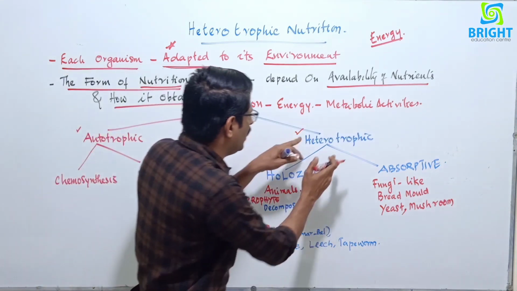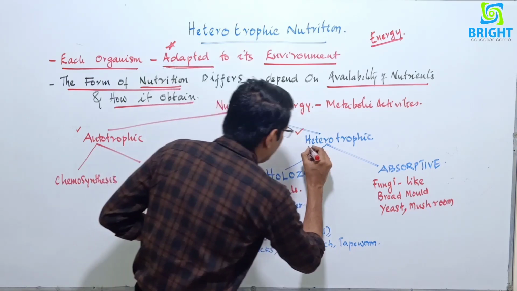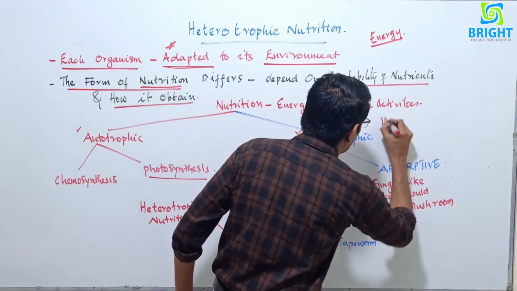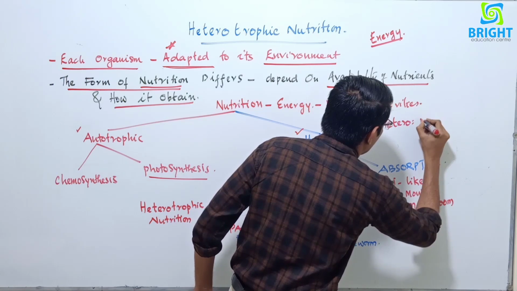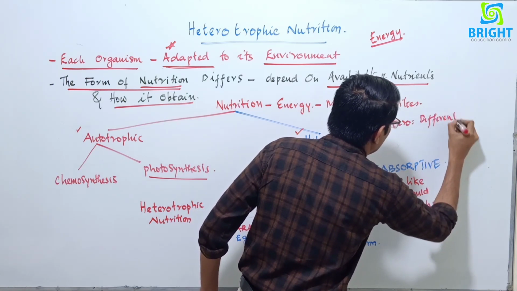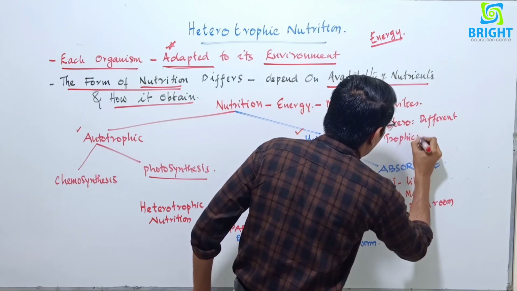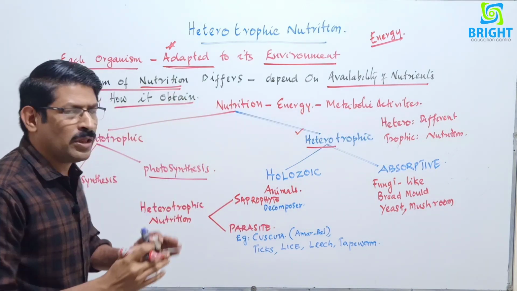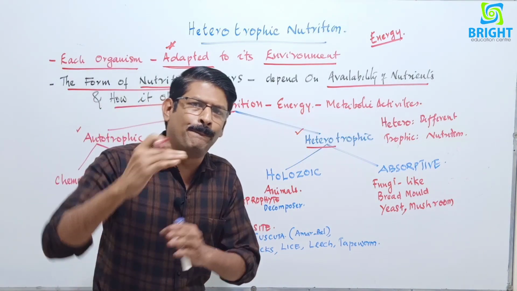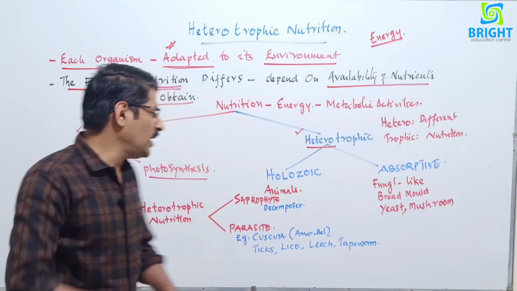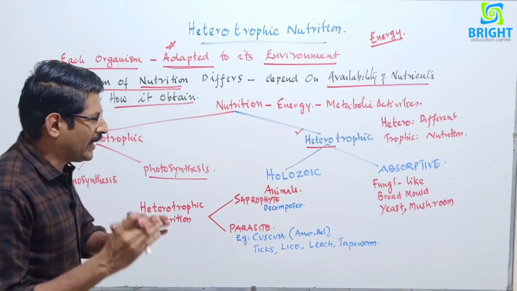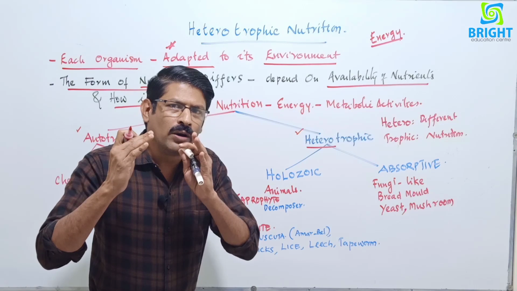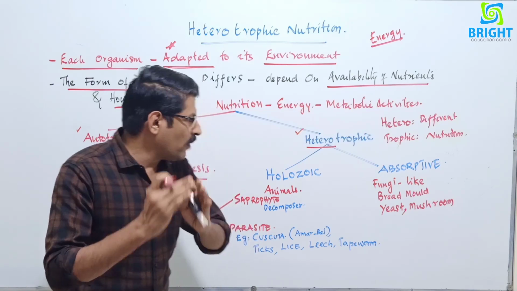And today we are discussing the heterotrophic mode of nutrition, because heterotrophic: hetero means different, and trophic means nutrition. So they cannot synthesize their own food material, so they depend directly or indirectly on the autotrophic organism.